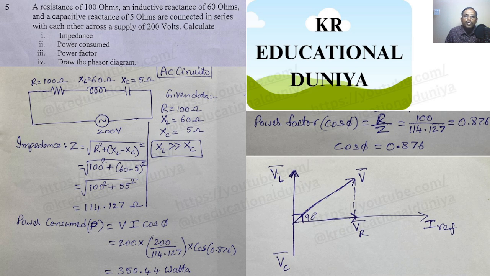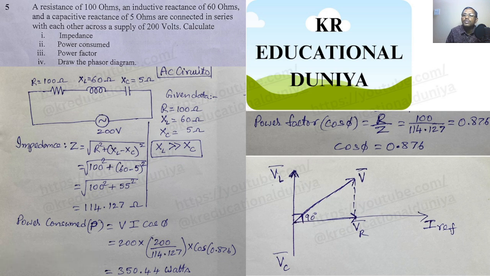Don't forget to put units. It will be in watts. Power means watts. Next, the power factor, cos phi. You can take phi equals tan inverse of XL by R, or directly you can take the cos phi value also. For the cos phi value, the formula in the short answers you have seen is R by Z, right? So 100 by the Z value, 114.127. So the cos phi value is 0.876. You should not put cos 0.876, directly you can put into 0.876.